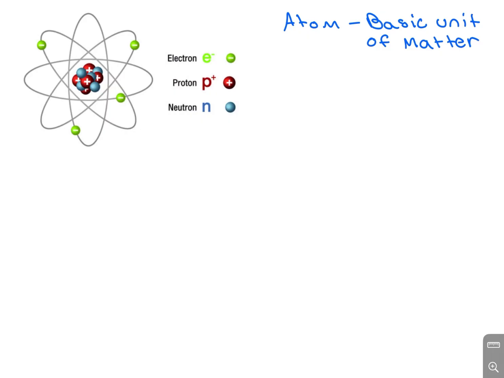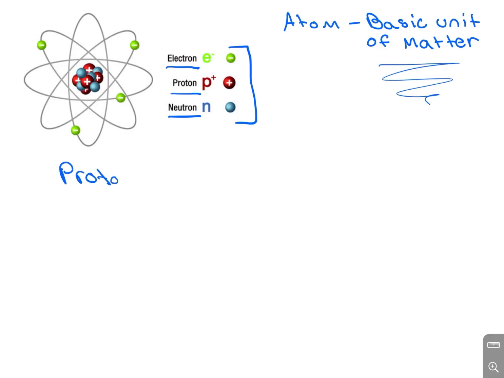So an atom is the basic unit of matter. As you may know, matter is everywhere, and atoms are the building blocks for matter. Atoms are made up of three special items, and those are electrons, protons, and neutrons. These three have special properties that you can use to identify them. So first of all, let's start off with protons and neutrons.